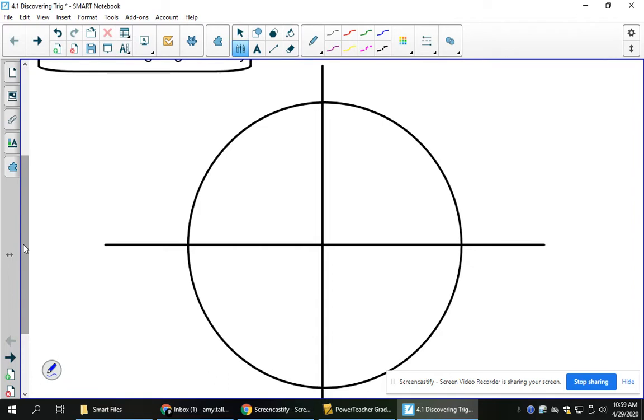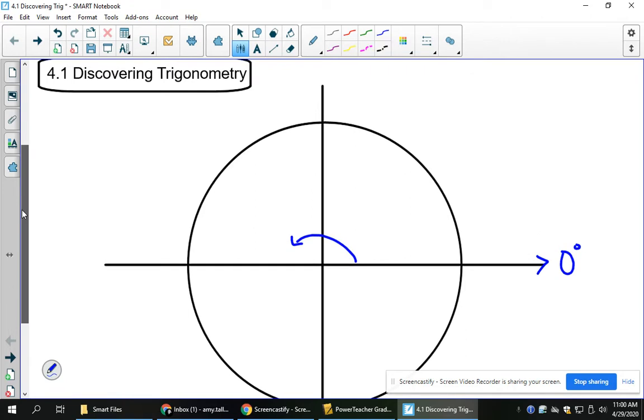Now, from previous math courses, we know that when we're looking at the Cartesian plane, we always start at the positive x-axis here. This is our 0-degree mark. And as we rotate around the Cartesian plane, we go this way. So we go counterclockwise. And if I happen to rotate from 0 up to the positive y-axis, how far have I gone?